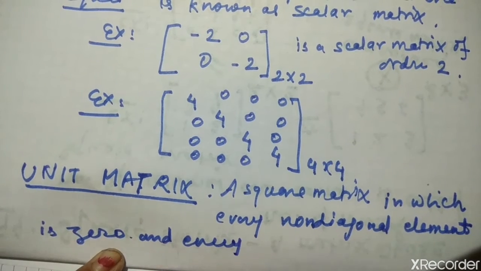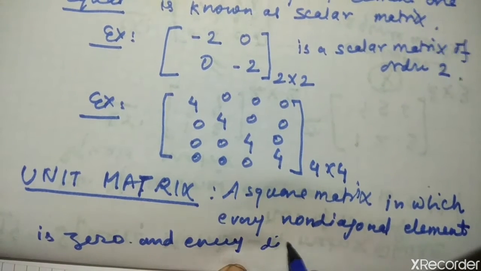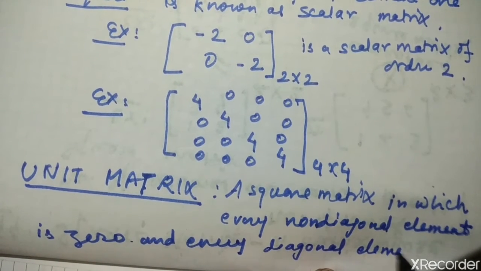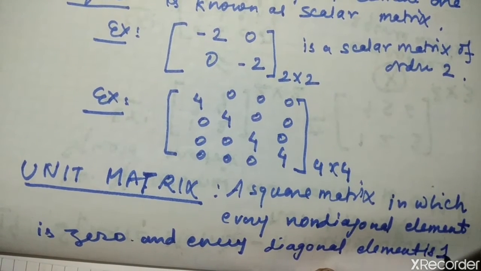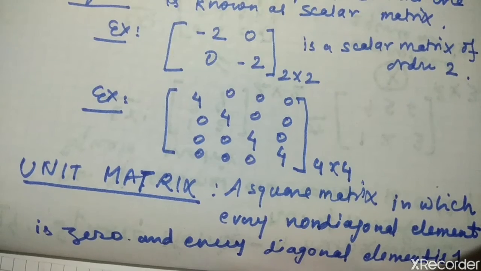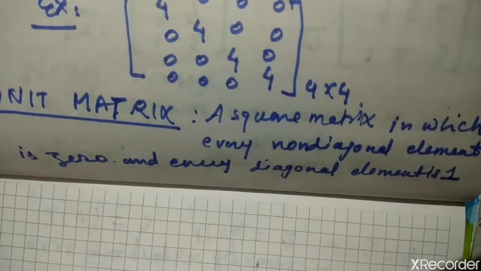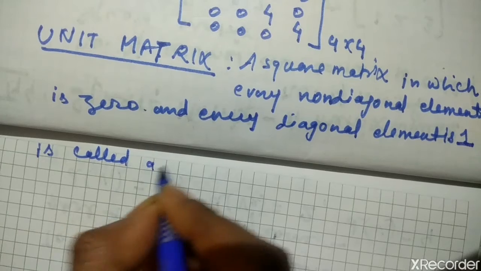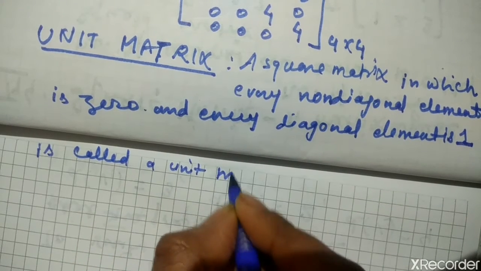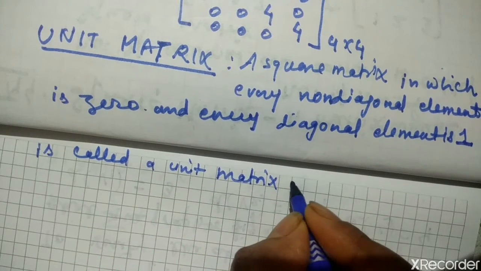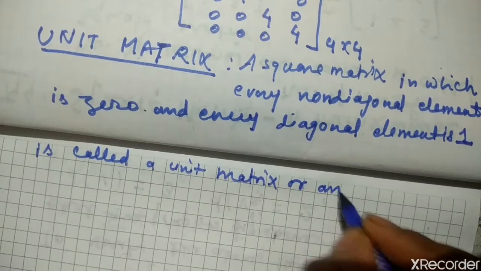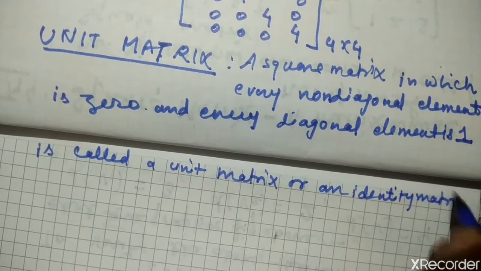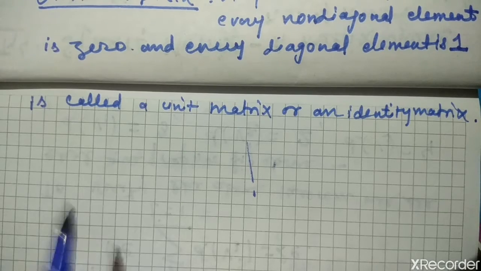And every diagonal element is 1 is called a unit matrix, or sometimes it is also known as an identity matrix.